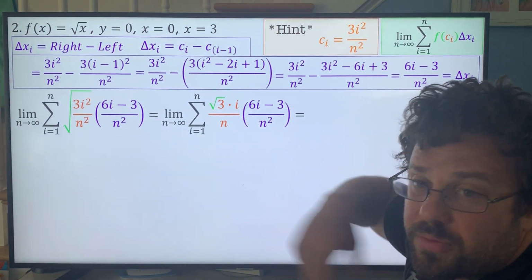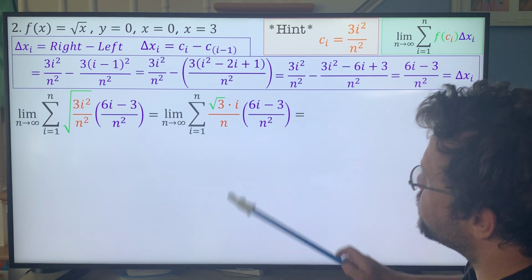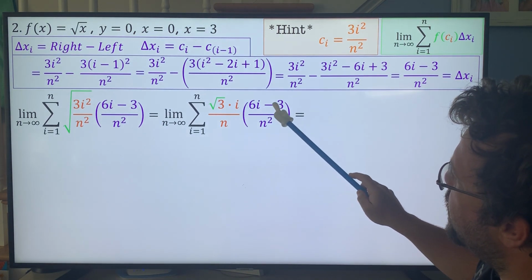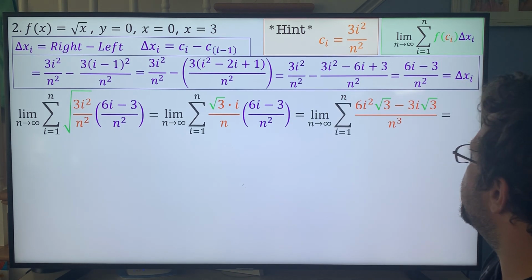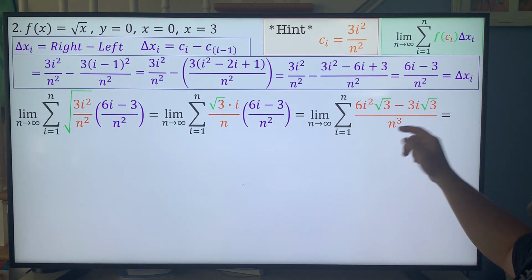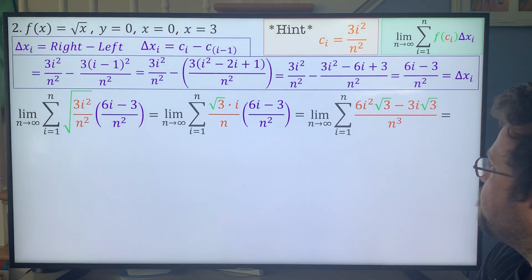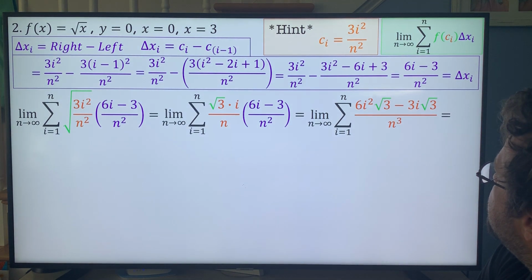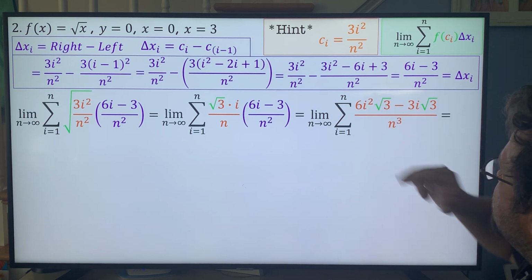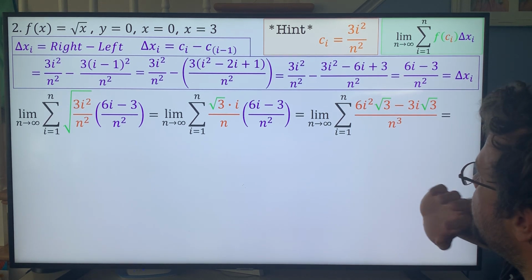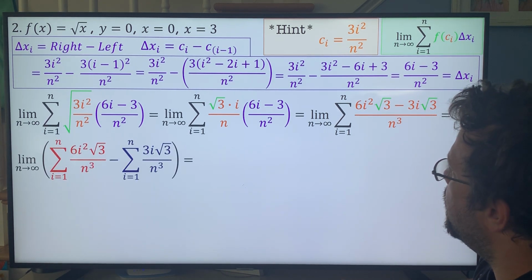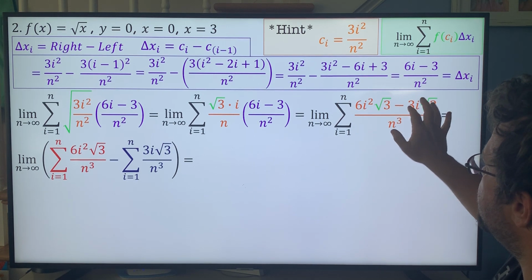The reason I left this as square root of 3 is it's more accurate if you leave it like that to the end. Distribute: 6 square root of 3 i squared minus 3 square root of 3 and an i, right? Over n cubed. Got it? All right, let's see. Nope, can't combine these because one's an i squared, one's an i. So what we're going to do is pull everything out. We're going to divide this by n cubed and this by n cubed. All right, this by n cubed minus this by n cubed.